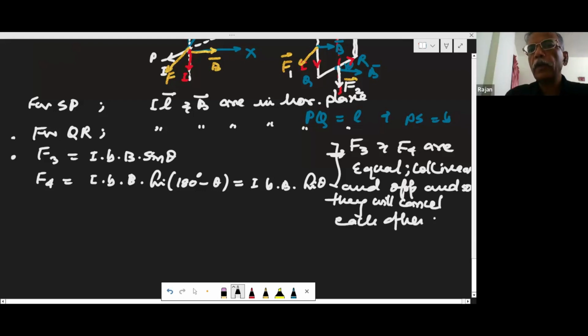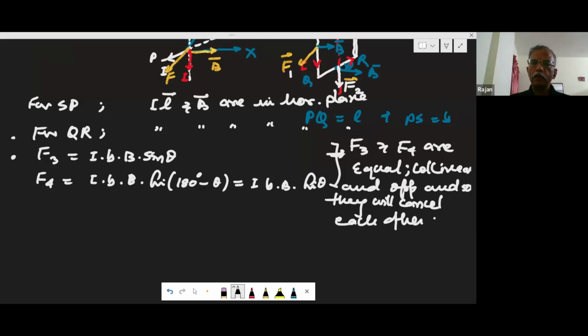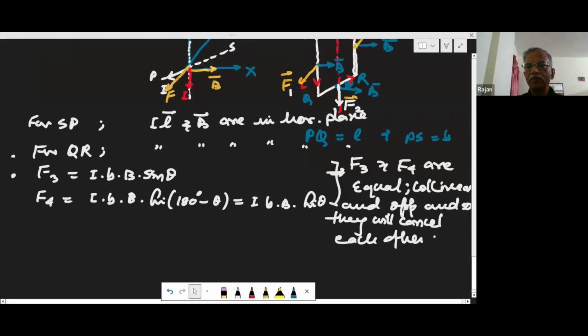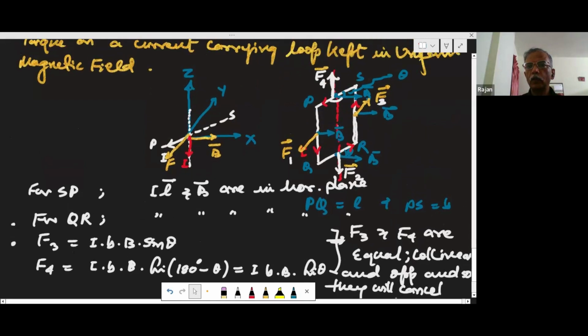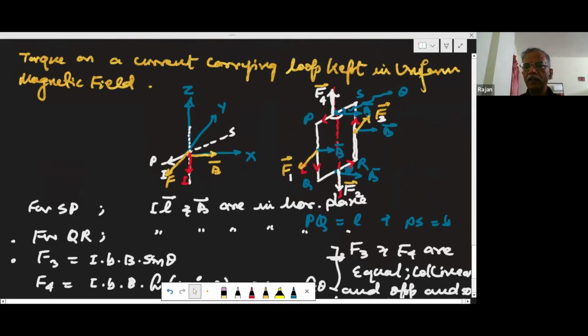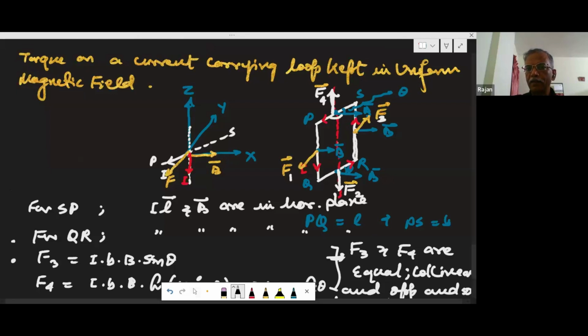So you are left with now F1 and F3 in the figure. If you see that figure carefully, are they collinear? Tell me, are they collinear? No, they are not collinear, right? They are not collinear.